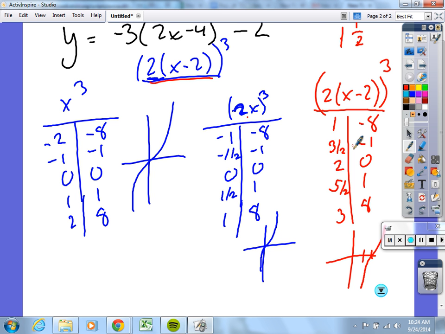I am now done with my x values. These will never change the rest of the time, because I'm done. I've completed all the x things I need to do. Does that make sense to everyone?